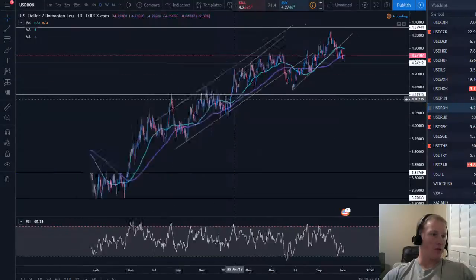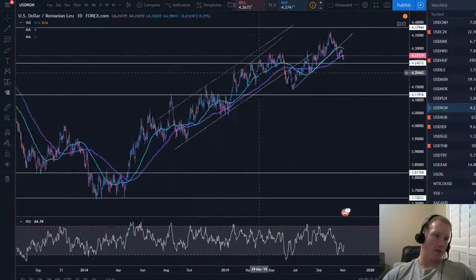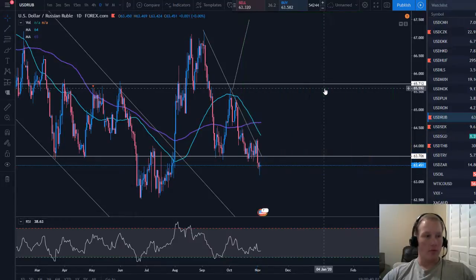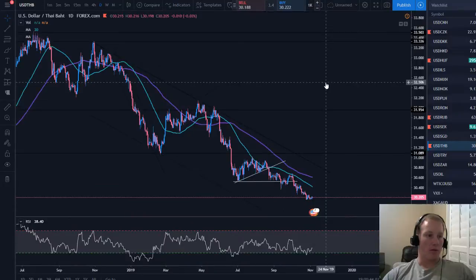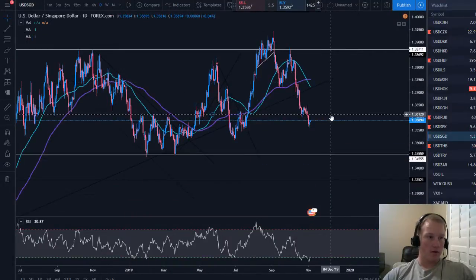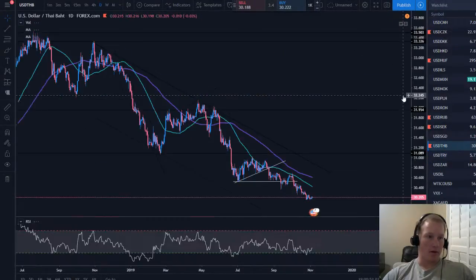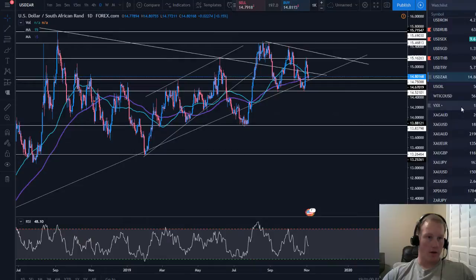US dollar, Romanian leu. Well, double bottom, RSI divergence, engulfing candle. So I don't know where it's going. US dollar, Russian ruble, Singapore dollar. Nah. Thai baht. Yep, that's about everything.